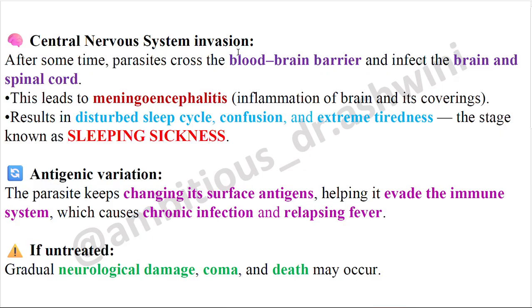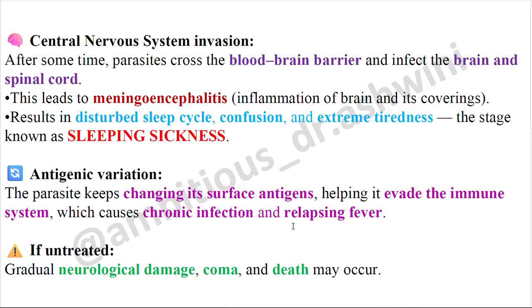Central nervous system invasion: after some time, parasites cross the blood brain barrier and infect the brain and spinal cord. This leads to meningoencephalitis, which is inflammation of the brain and its coverings, and results in a disturbed sleep cycle, confusion, and extreme tiredness. This stage is also known as sleeping sickness.